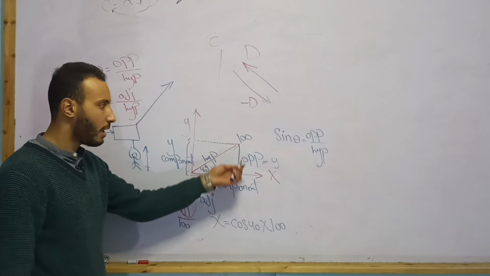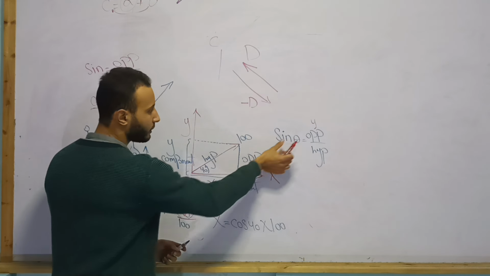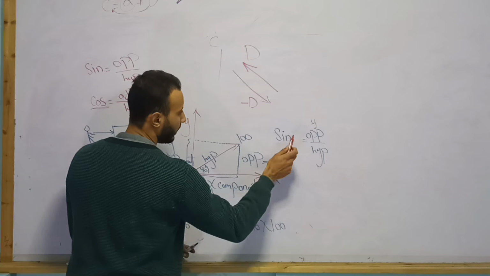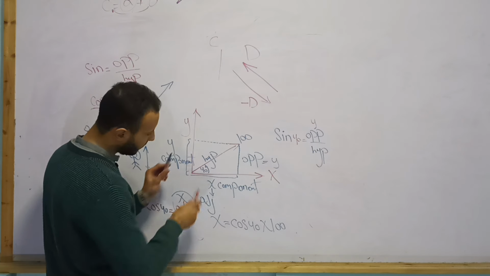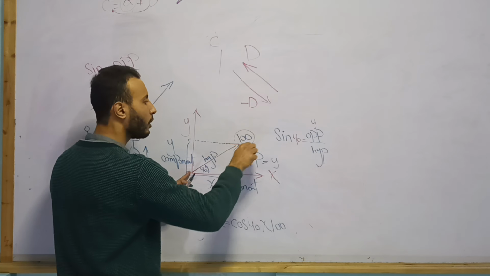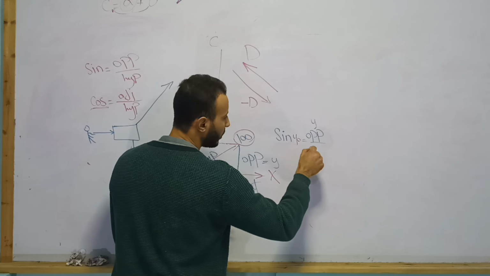Okay, I just like to get the opposite. So this is the y. The theta is equal 40, so we can erase the theta and put 40. Hypotenuse, where is hypotenuse? This is hypotenuse. Hypotenuse is equal 100, so I erase hypotenuse and write 100.